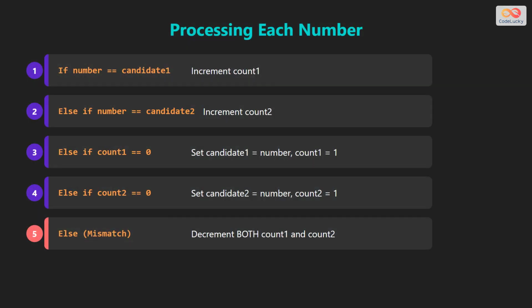Here is how the algorithm processes numbers. For each number in the array, we check if it matches one of our candidates. If it does, we increase that candidate's count. If a counter is 0, we pick the current number as a new candidate. If the number matches neither candidate and both counters are positive, we decrement both counters, effectively discarding a set of 3 distinct numbers.